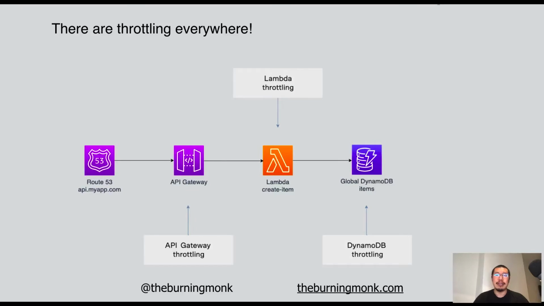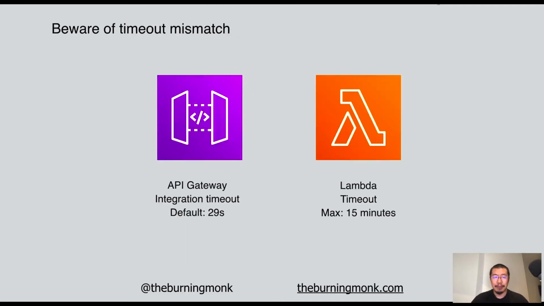So suffice to say that we get a lot of resilience out of the box with serverless technologies like API Gateway, Lambda, and DynamoDB. But we also have to be wary of the built-in throttling at each of these services, especially as they don't always line up perfectly. And this also applies to timeouts as well, where API Gateway has the max integration timeout of 29 seconds, which is the hard limit, even though a Lambda function itself can run for 15 minutes.